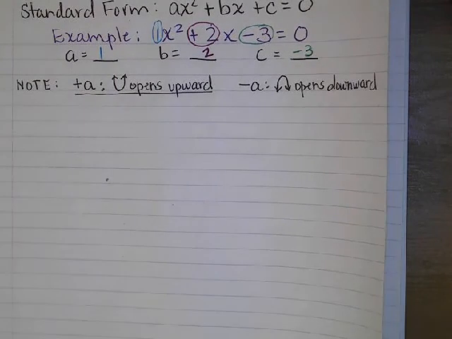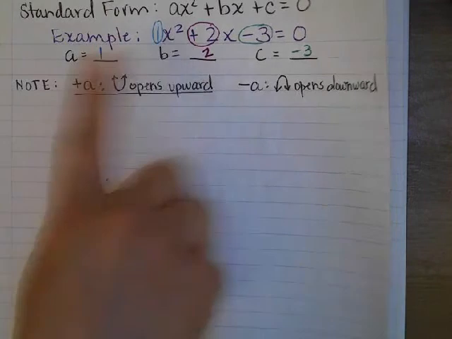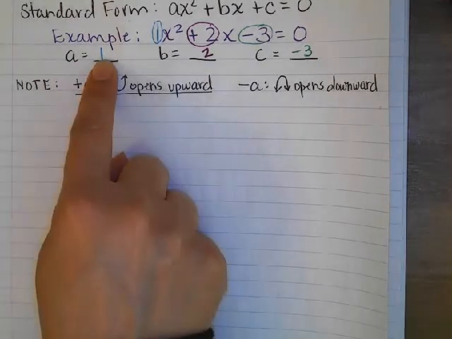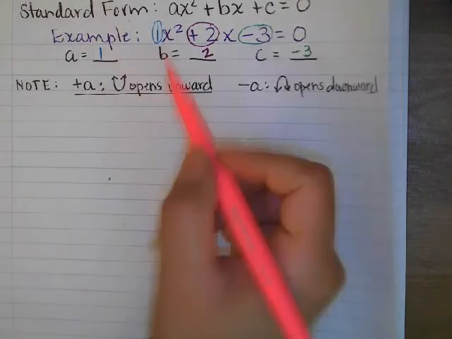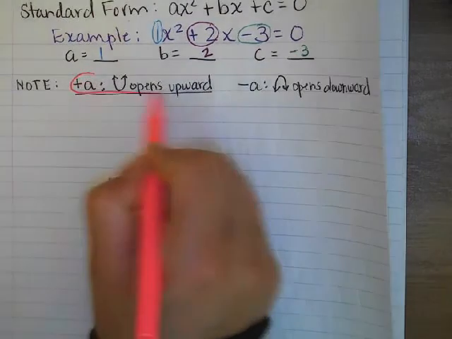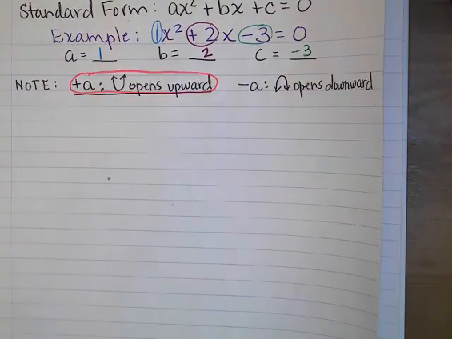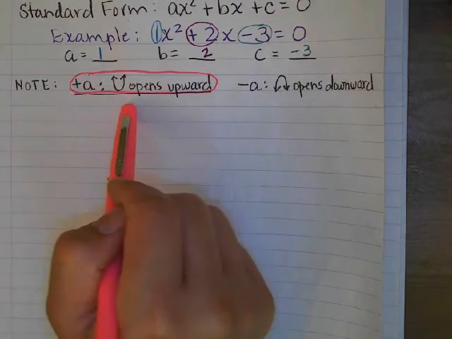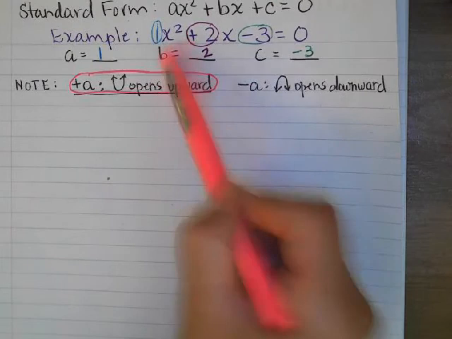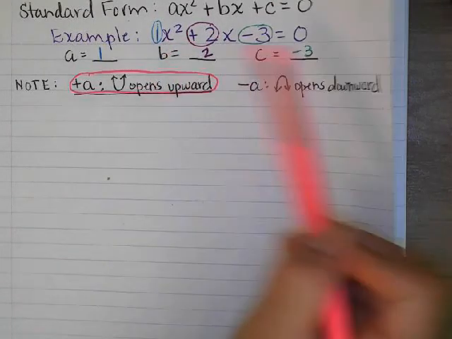So by looking at my example, let me capture that here. By looking at my a, I have a positive. So guess what? I am going to have this. Even though I haven't started graphing, I know my parabola is going to open upward, okay? That's how you use the a. That's why it's useful. Now, I'm going to skip how useful b is right now.